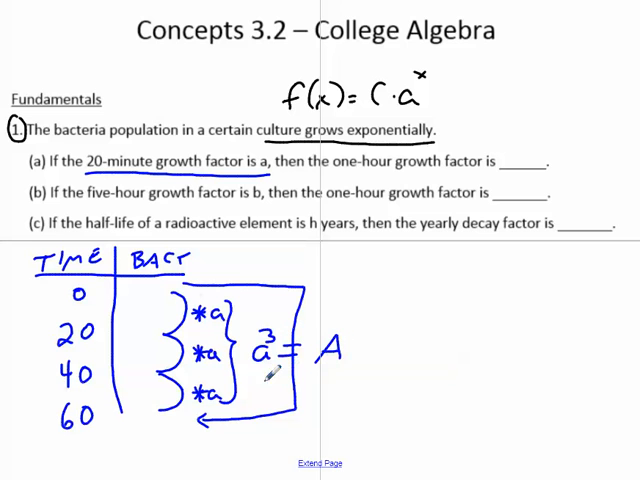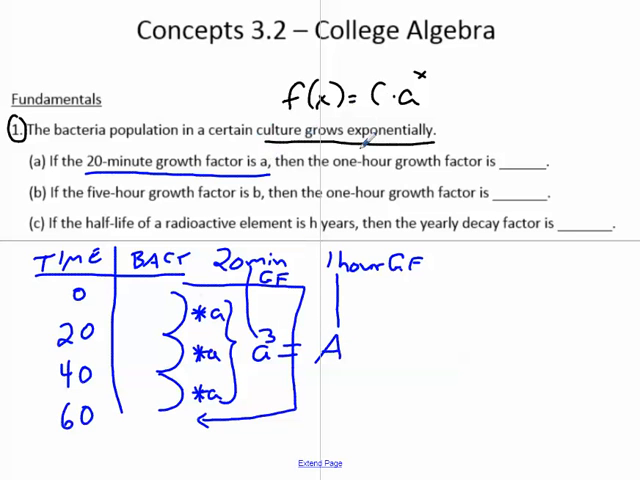So a cubed equals A, the 20-minute growth factor cubed. 0 to 20, multiply by a. 20 to 40, multiply by a. 40 to 60, multiply by a, the small a's. That gives me a cubed, which is equal to the big A. The big A is my 1 hour growth factor, and the small a is my 20-minute growth factor. So the relation is a cubed equals A: the 20-minute growth factor cubed gives me my 1 hour growth factor.